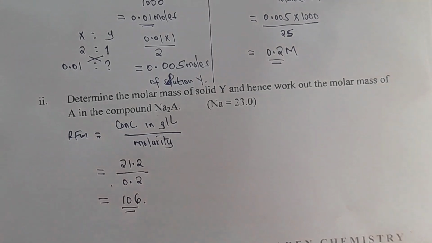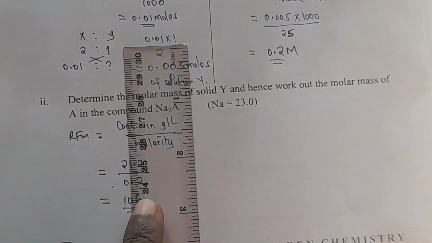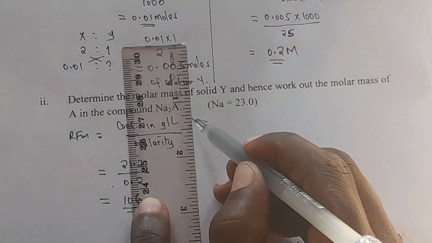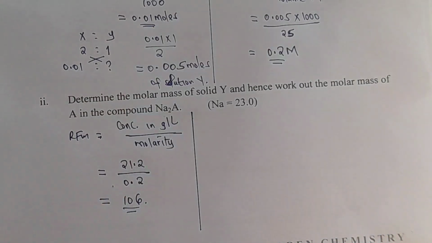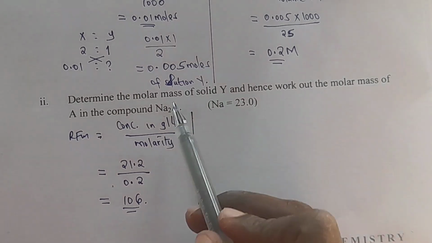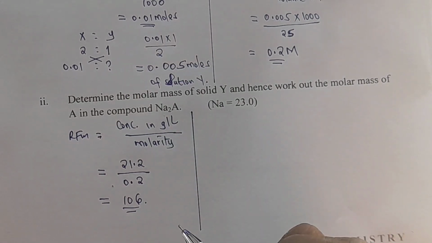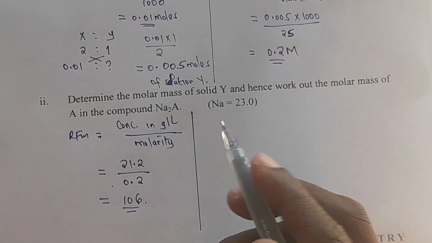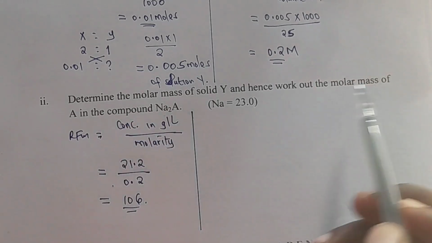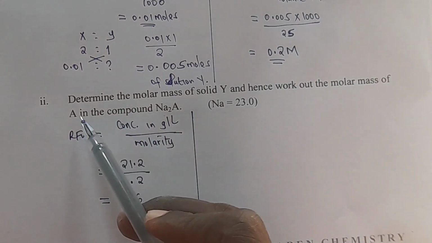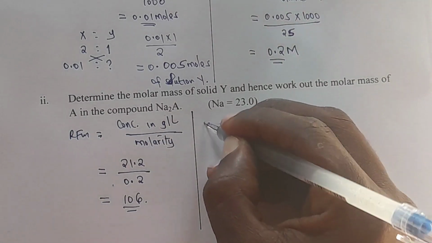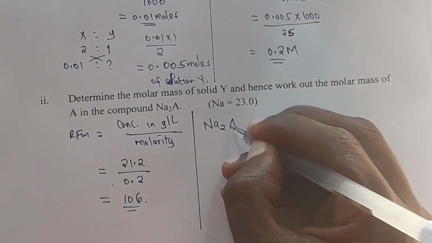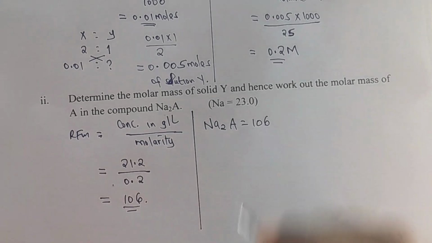So we have the RFM of solid Y to be 106. So what is the molar mass of A in the compound Na2A? So we are going to say Na2A will be equal to 106.